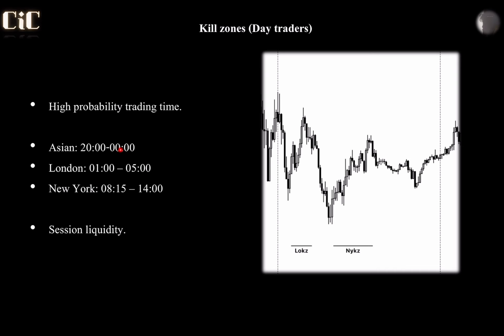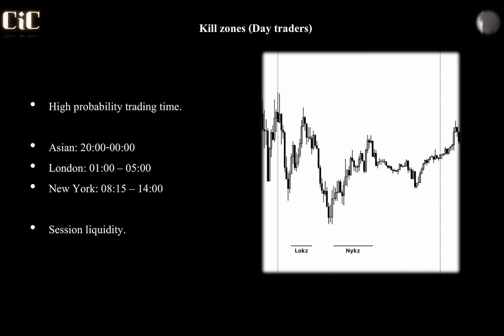So Asian, 8 p.m. to midnight. London, you have 1 a.m. to 5 a.m. New York, 8:15 to 2 o'clock. Now there are some adjustments which can be made to these times, but this is the rough estimate. This was intended to be a quick, brief run through. We'll go deeper into exactly what time to enter later down the road. But for now, these are the kill zones: high probability time windows in which price moves faster.